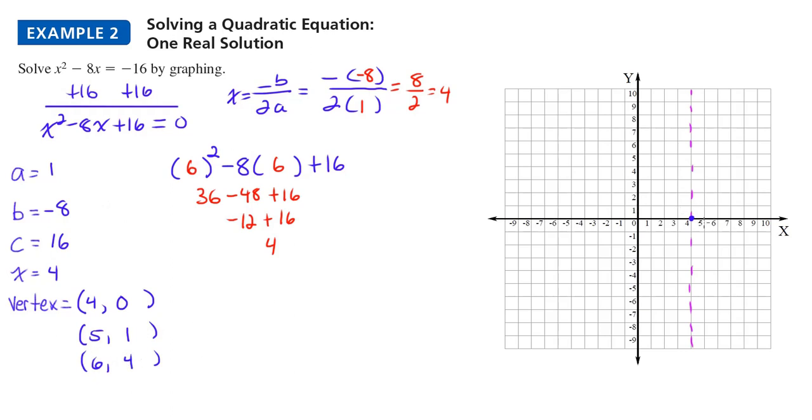Now we can place these points. We have 5, 1, and we have 6, 4, and we can reflect. This point is 1 step to the right, its partner 1 step to the left. This point is 2 steps to the right, its partner 2 steps to the left. And so here is our parabola. And once again, we can see that this graph only intersects the x-axis in one location, where the vertex is. So our solution is x equals 4.